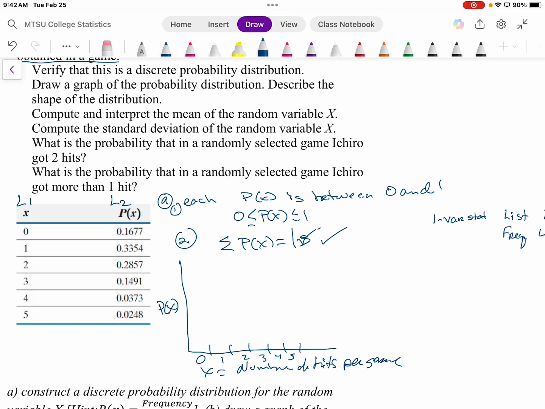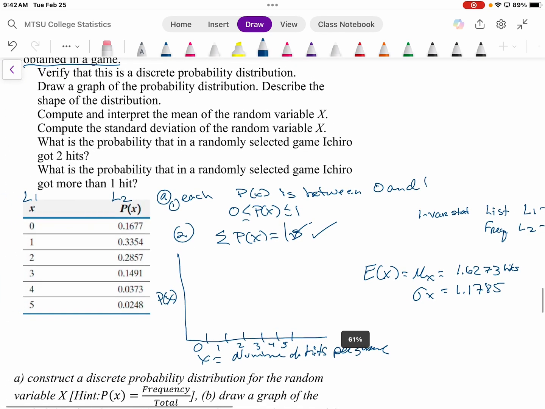All right. Now again, if you've got a question, flag me, okay? All right, so I got my stuff into L1 and L2. I'm going to do a 1 var stat. And for the frequency list, I'm going to put L2. And my expected value, which is my mean, is 1.6273 hits. And then my standard deviation would be 1.1785.